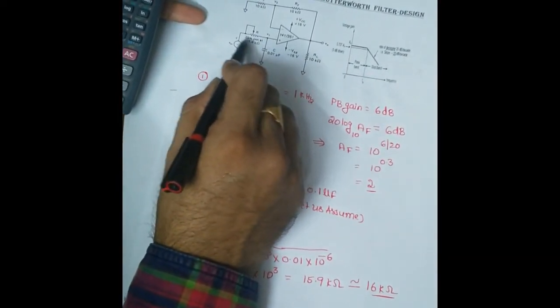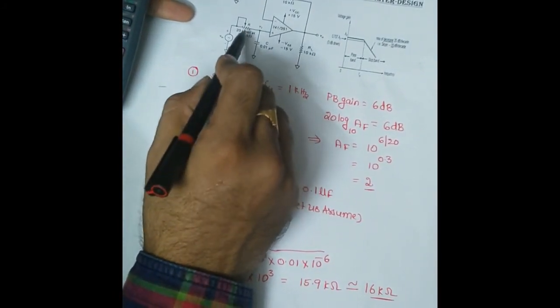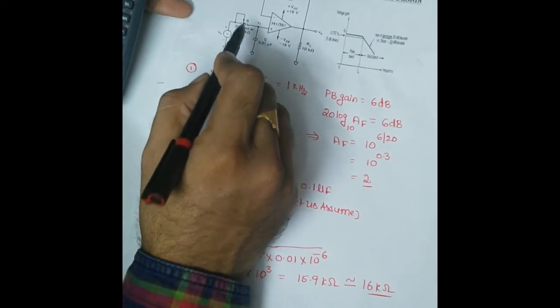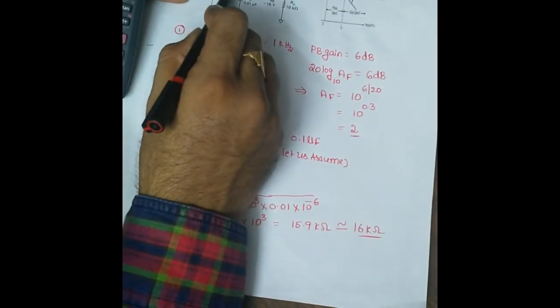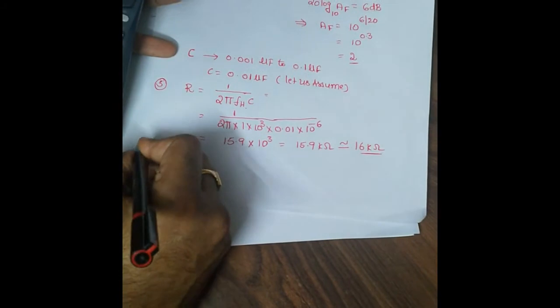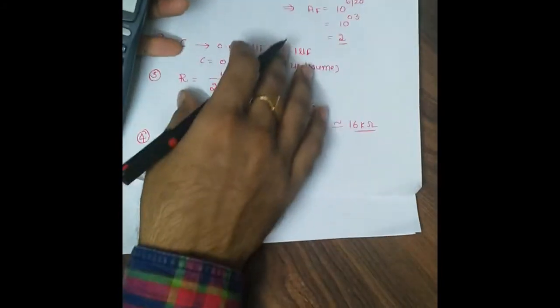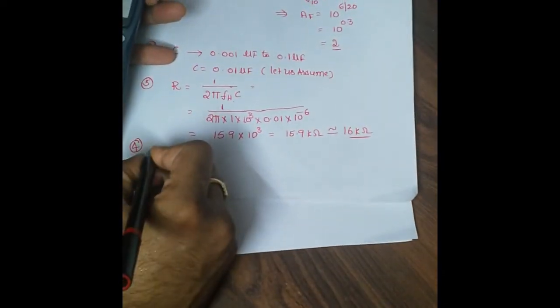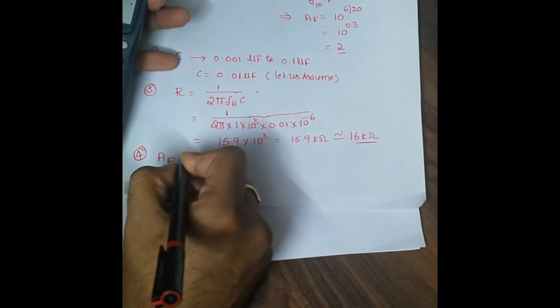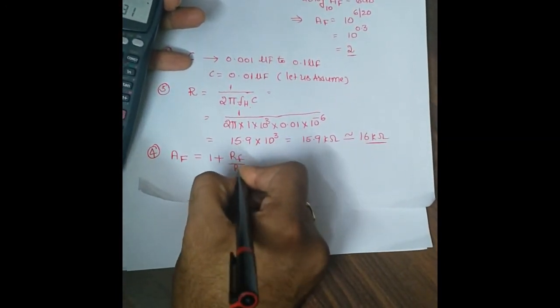Here we have taken a 20 kilo ohm potentiometer. Pot is nothing but a potentiometer. From the potentiometer, we have taken 15.9 kilo ohm. Otherwise, we may take it as a 16 kilo ohm fixed value. So the R value is 16 kilo ohm. The fourth designing step is to calculate the values of R1 and RF. In order to find R1 and RF, it is calculated from the formula AF equal to 1 plus RF by R1. This is the gain of the non-inverting amplifier.